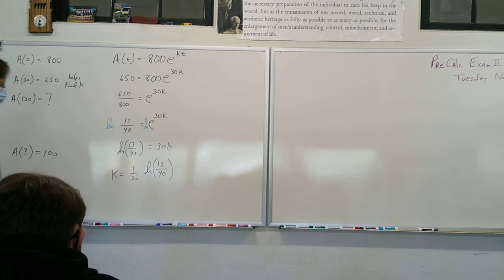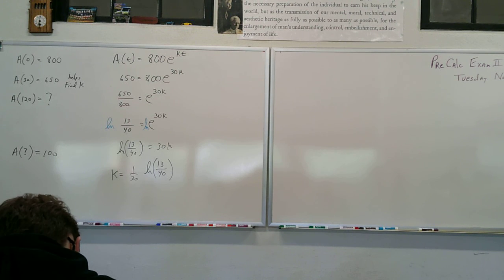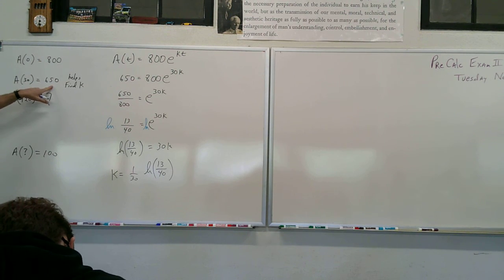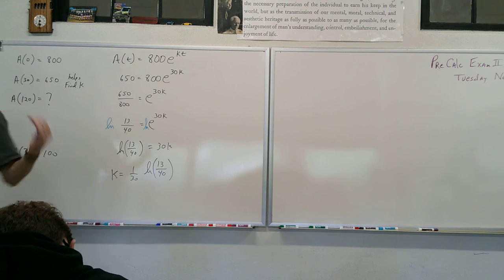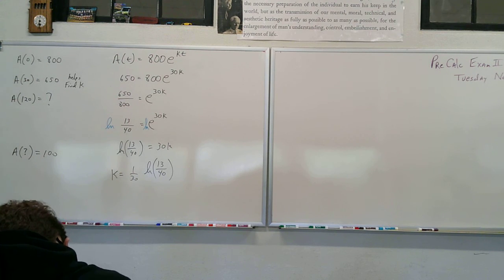I'll give you a hint here if you're using a calculator. If you find k and you work it out and you get your decimal, it's going to be negative, because the amounts are doing what? Decreasing. If you're using this formula, anytime your k is positive, you're talking about something that is what? Increasing. Anytime the k is negative, you're talking about something that is what? Decreasing.